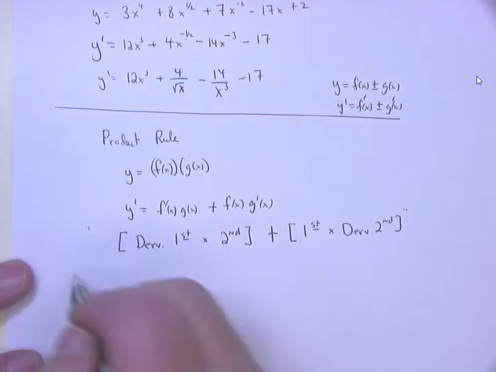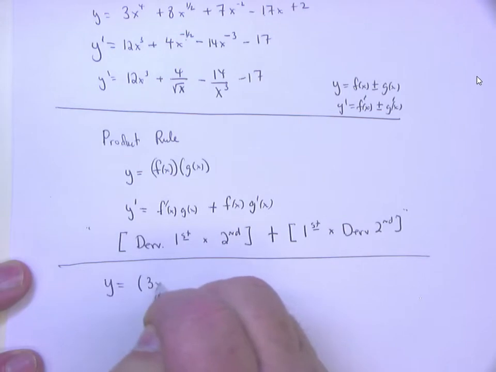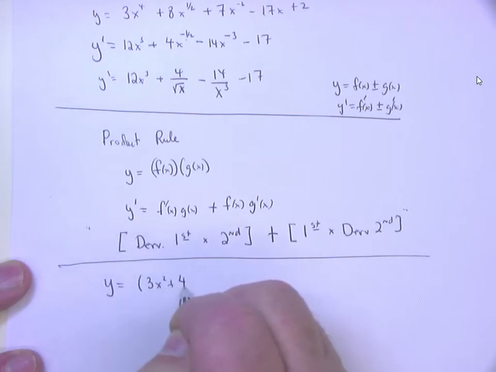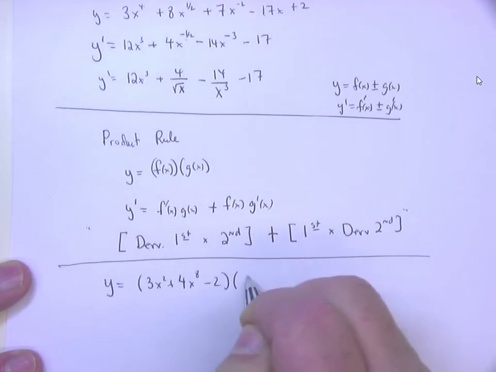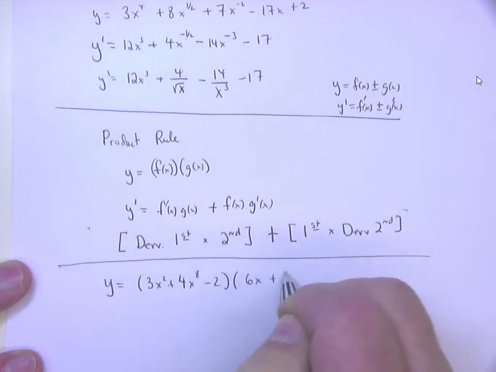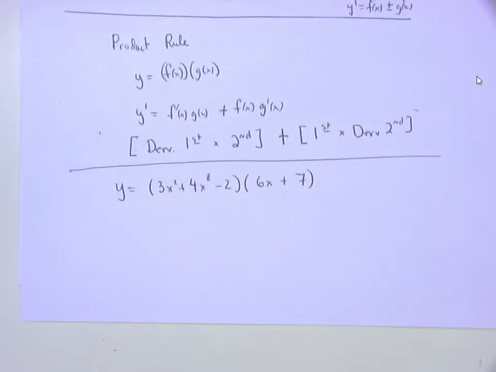So, if I give you an example, y equals 3x squared plus 5x to the 8th minus 2, times 6x plus 7, okay? This is a product. Now, I could, if I really wanted to, FOIL this thing out and come back in about 3 or 5 minutes, after combining like terms, and get a function that I can work with. But that's going to take too long. I want an instant derivative. I want to know what the derivative is.